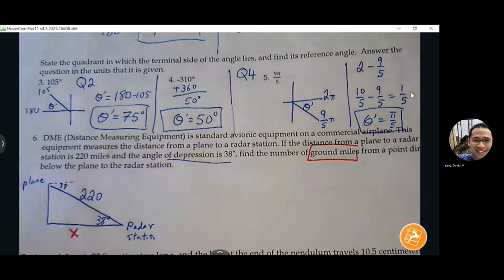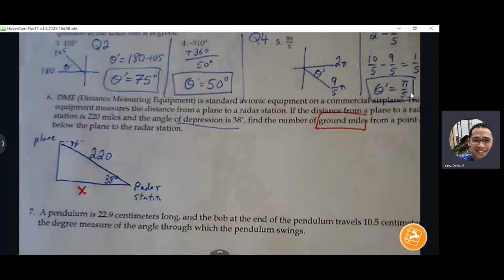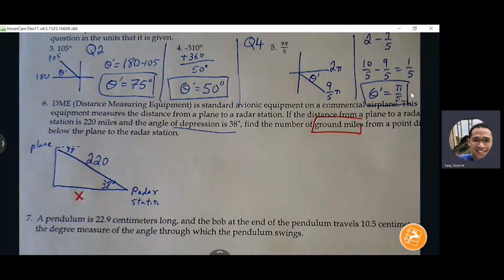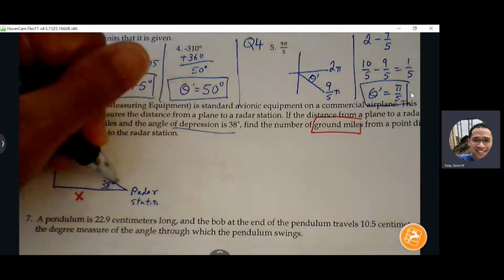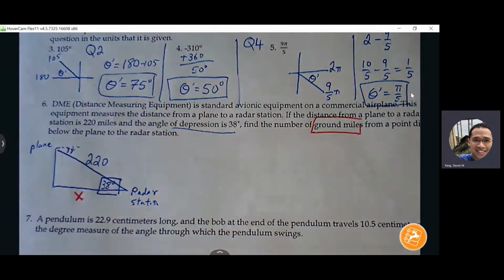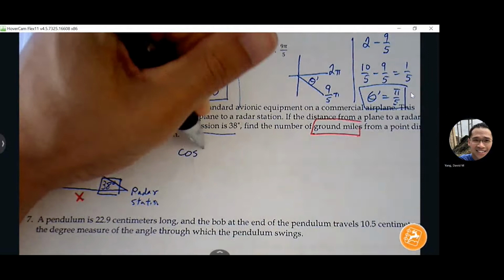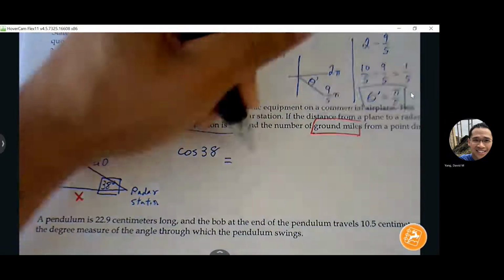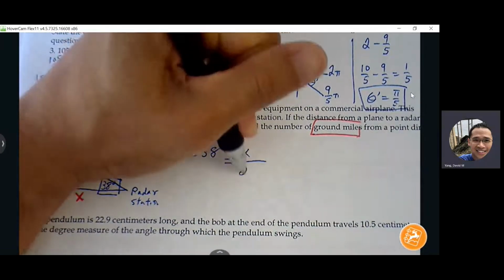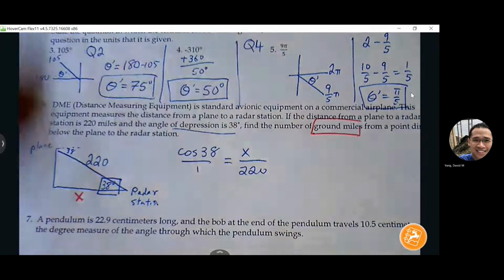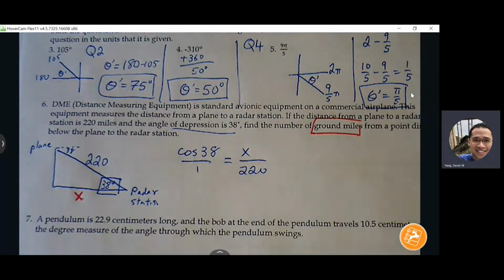So the hard part of this problem is just setting it up. But once we get it set up, we can identify the trig function and set it up and solve for x. So we know we're looking at our triangle from the perspective of that 38 degrees. So which trig function do we want to use? Cosine. Yep. So set it up. Cosine of my angle, adjacent over hypotenuse. Cross multiply, solve for x.